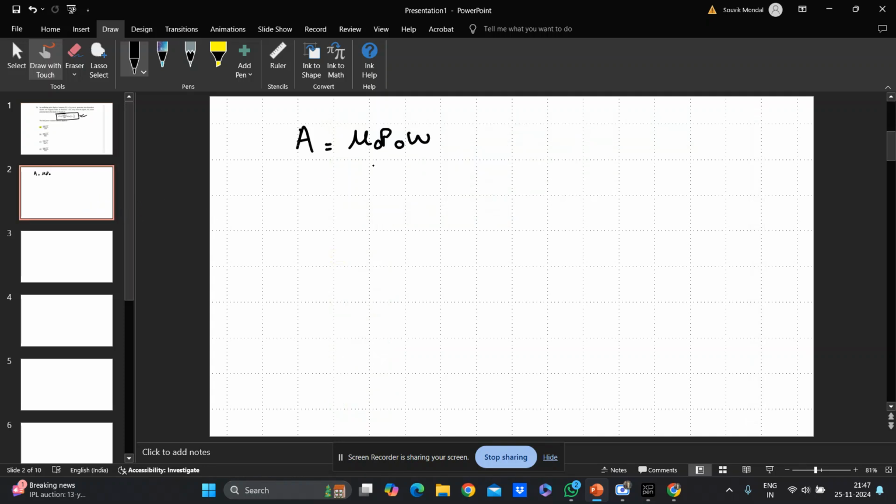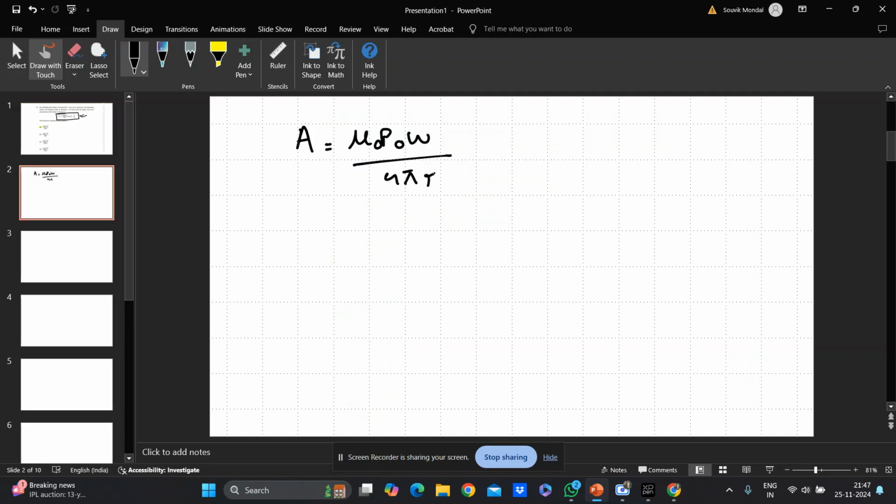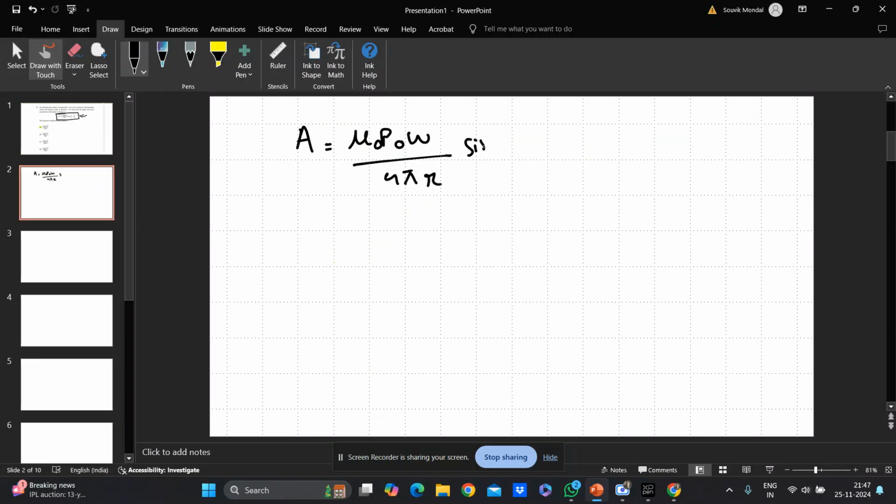Okay, so A = mu naught p naught omega by 4 pi r into sine of omega t minus r by c. Okay, so this is the form and this is z hat. This is very important. Okay, so now this is A and we have to find the power.